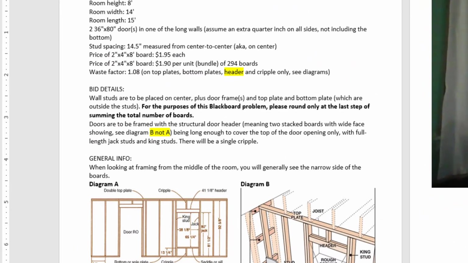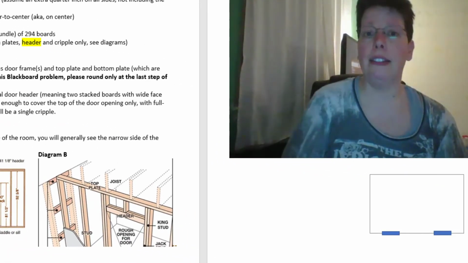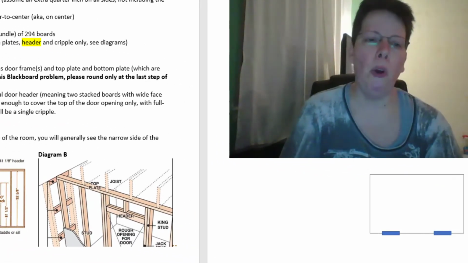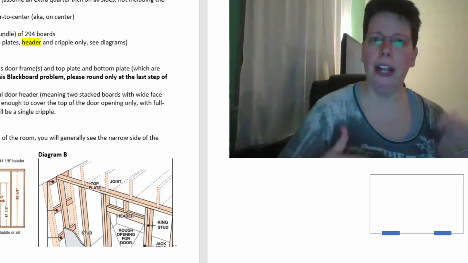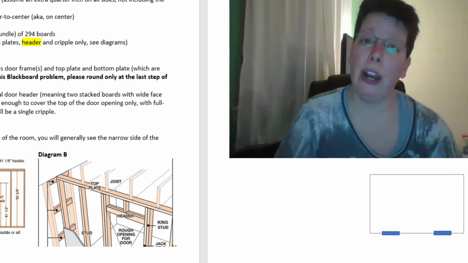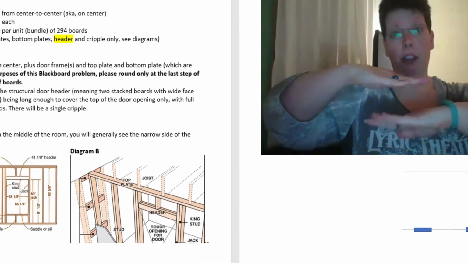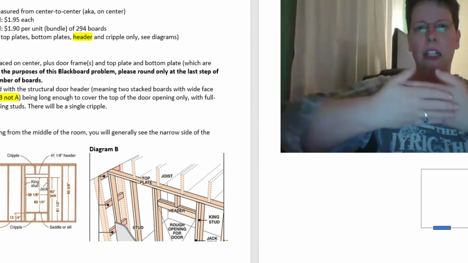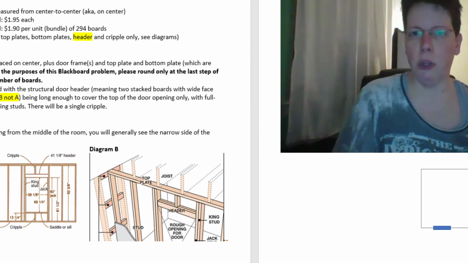Doors are to be framed with a structural door header, which it's said to look at diagram A, but it's actually diagram B. You can see that structural header where the two boards are back to back and the wide part is facing the inside of the room, as opposed to a non-structural header, which is shown in diagram A, where it's two boards also, but they're this way. I just wanted you to know the difference.